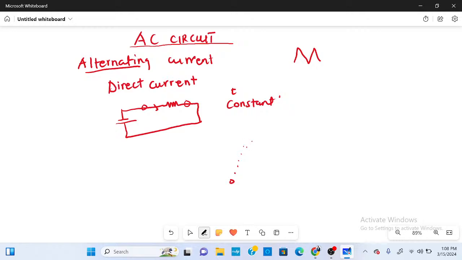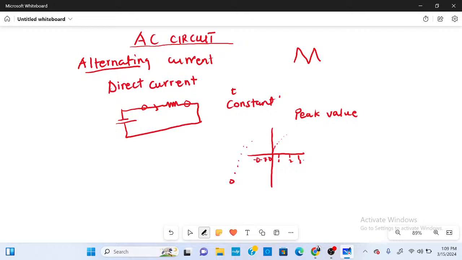So let me draw my plane. So here 0, -1, -2, 1, 2, 3. So an alternating current is going to increase from 0, and it will increase until it reaches a certain point which we call the peak value. Peak value.